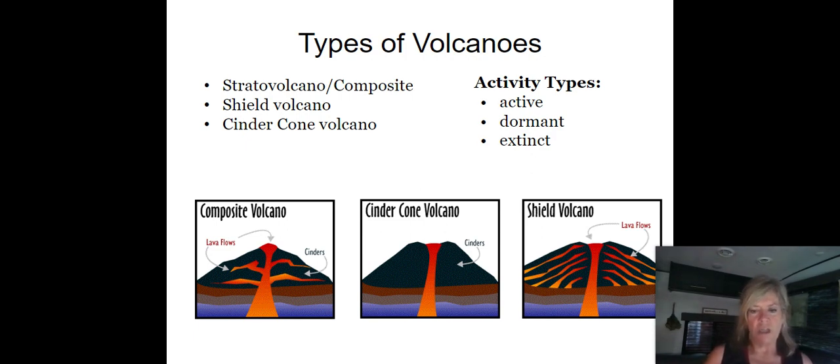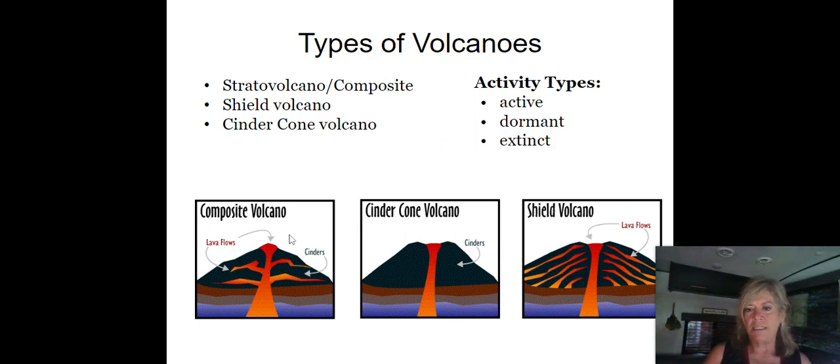Stratovolcano, also known as a composite volcano, a shield volcano, and a cinder cone volcano. And of course, there are different activity types as well: active, dormant, and extinct. So, an active volcano is actively going through the various stages of eruptions and lava flows and cinders and ash, etc. Dormant means it can become active, but it's currently not in that active phase. And extinct means that it can no longer be active.